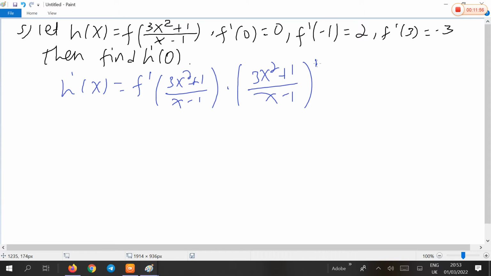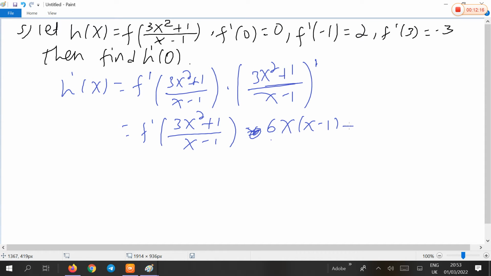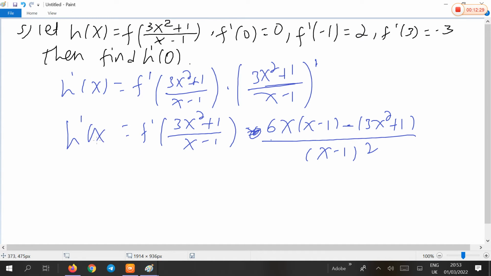So if we use the chain rule, it will be f derivative at (3x squared plus 1) over (x minus 1), times the derivative of the quotient: the derivative of 3x squared plus 1 is 6x times (x minus 1), minus the derivative of x minus 1, which is 1, times (3x squared plus 1), over (x minus 1) the whole square. This is h derivative at x.